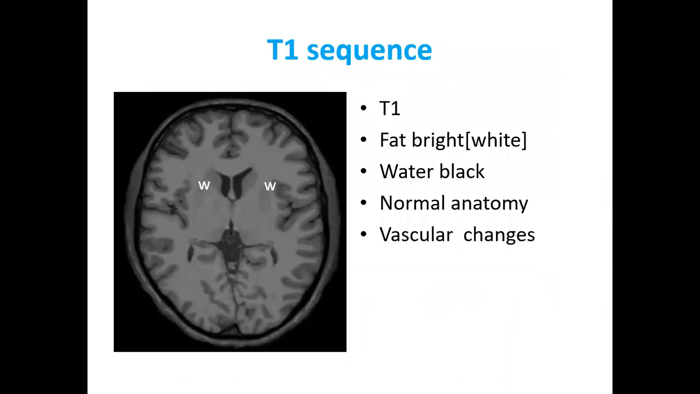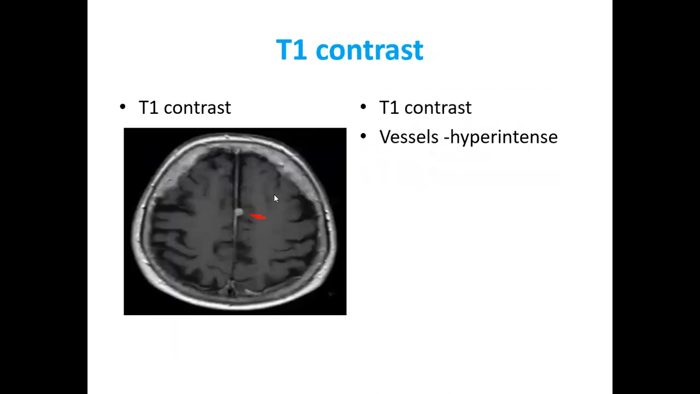First one is the T1 sequence. If you see our normal brain parenchyma, inner is the white, outer is the gray. So inner is white, outer is the gray. In a T1, it is gray and white matter, and CSF looks black, and it is useful for the normal anatomy and to see vascular changes.